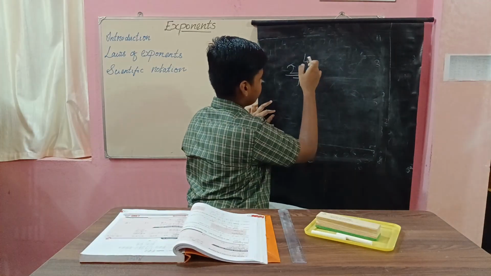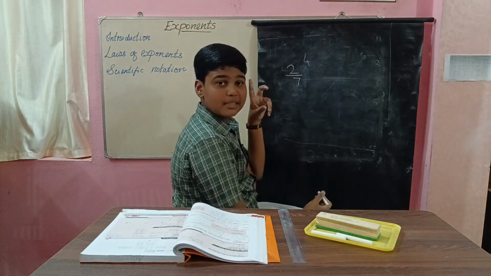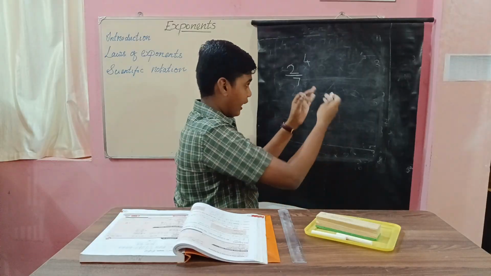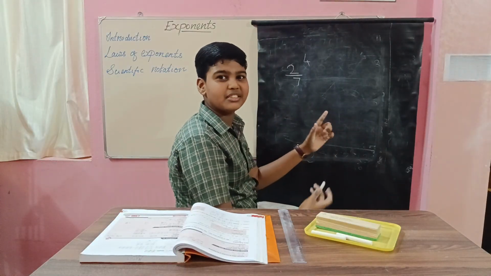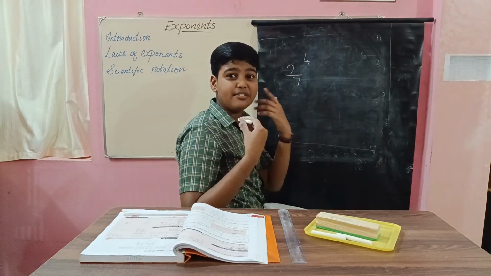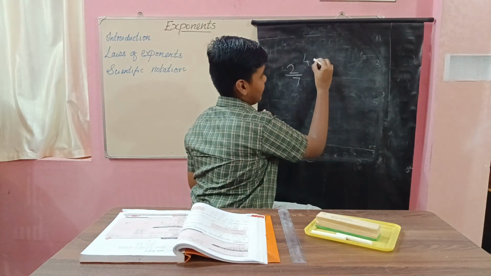Power of 4. But actually the real sum is not this, but I'm writing the next step of that sum, because if I write the real sum, it will be very difficult for you to solve. Minus 3.